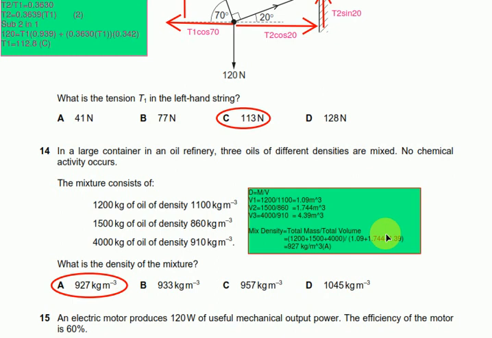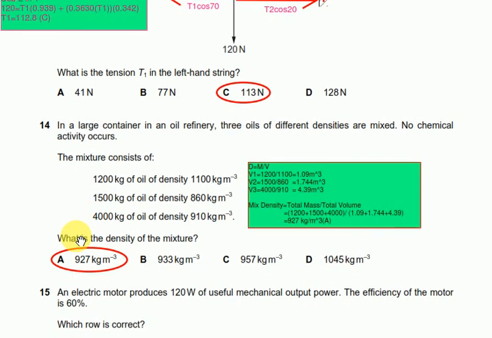Density is basically mass over volume. The total mass is 1200 plus 1500 plus 4000, and the total volume can be found by dividing the mass by density. So we have the mass, we have the density, just divide them up. 1200 divided by 1100 is 1.09, 1500 divided by 860 is 1.744, and for this one it's 4000 divided by 910, it's 4.39 meter cube. So just divide the two, total mass divided by total volume. This makes up 927 kilogram per meter cube.